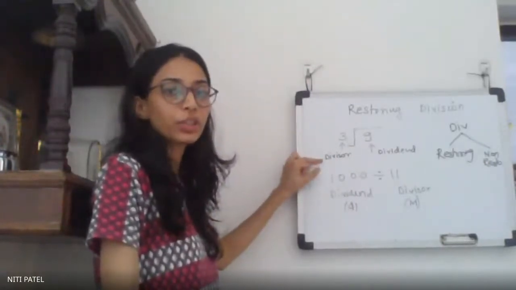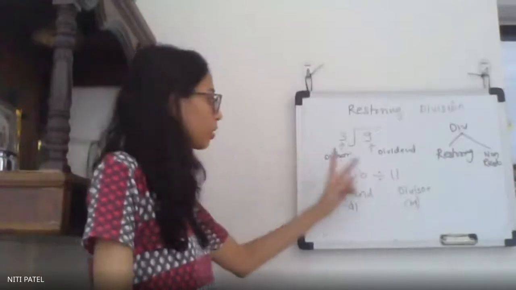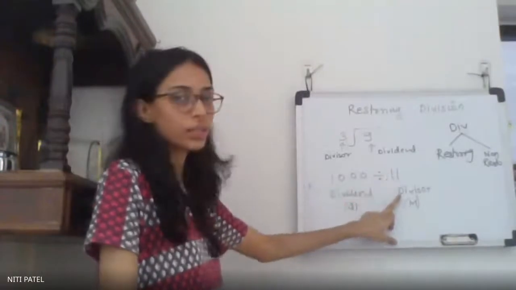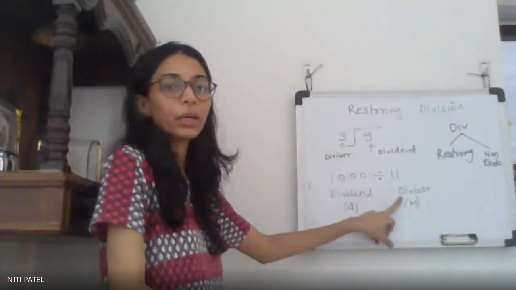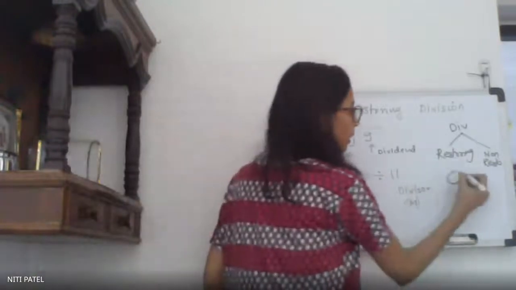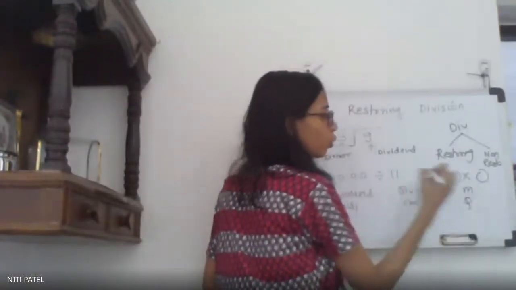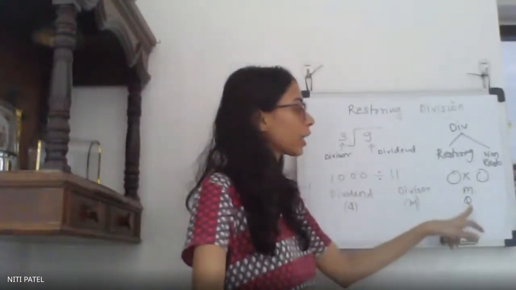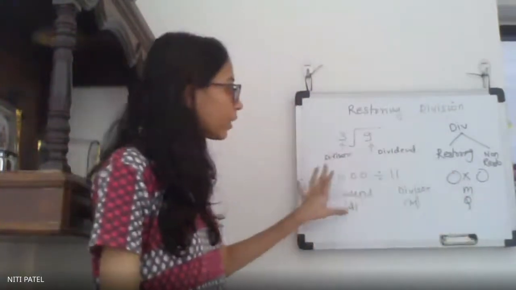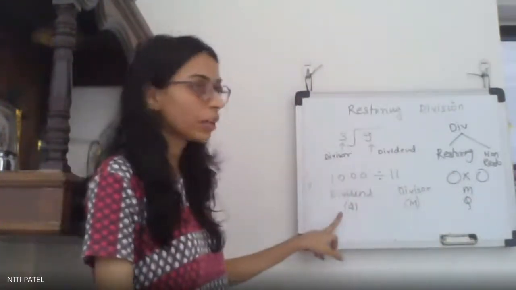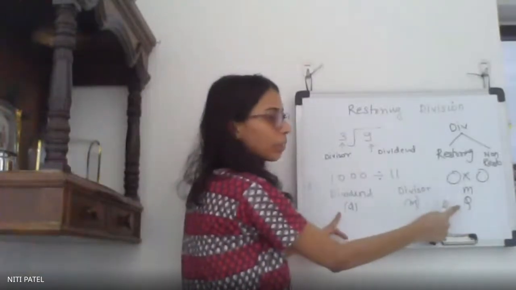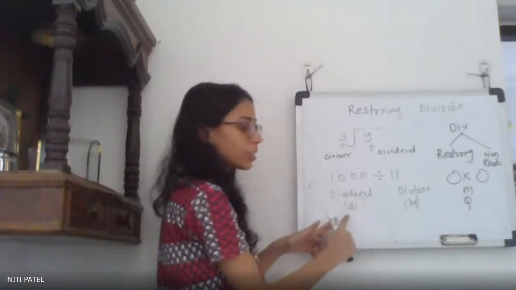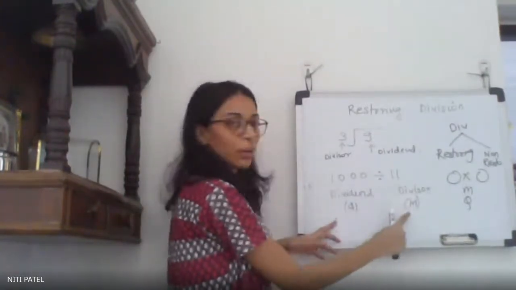Similarly, when we perform division with binary numbers, we have two numbers again. The first number is called the dividend and the second number is called the divisor. Now, if you remember in binary multiplication, we had two numbers represented by M and Q as multiplicand and multiplier. Similarly, in division also we have M and Q, but we will no more call them multiplicand and multiplier. We will call them dividend and divisor. The dividend is denoted by Q and the divisor is denoted by M.